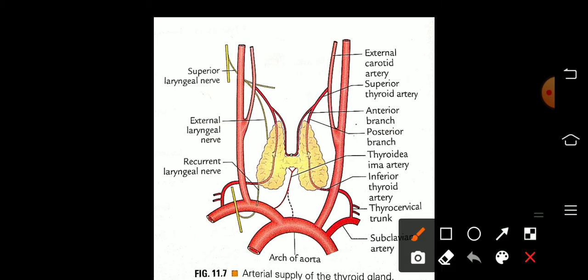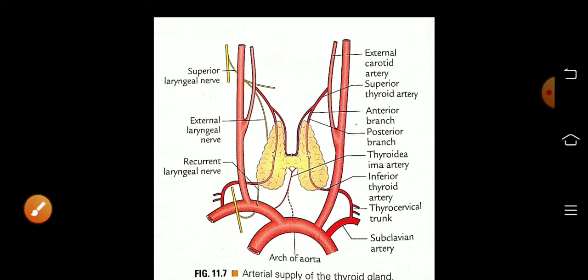Now about the accessory thyroid arteries. So accessory thyroid arteries are nothing but, you can see in this picture, they are just the arteries which are arising from the trachea and the esophagus and supplying the thyroid gland. So that is about the accessory thyroid arteries.